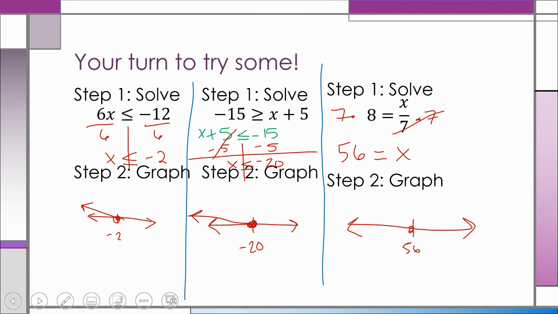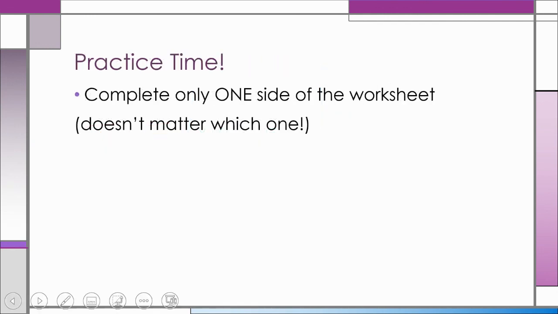I don't promise that I'll see it, but I will check in with you the next day. All right, so now it's practice time. You only need to complete one side of the worksheet. Make sure you turn in the worksheet to your guest teacher at the end of the class period.